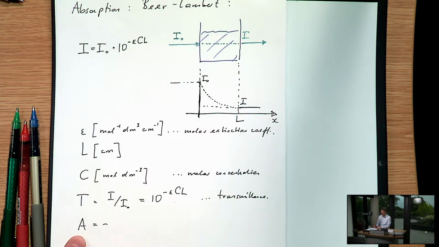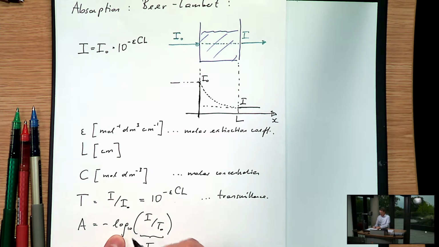This A is the absorbance, and it's given by minus log I over I naught. So that is equal to minus log base 10 of T, and that is equal to epsilon capital C L. And that is called the absorbance or the optical density.